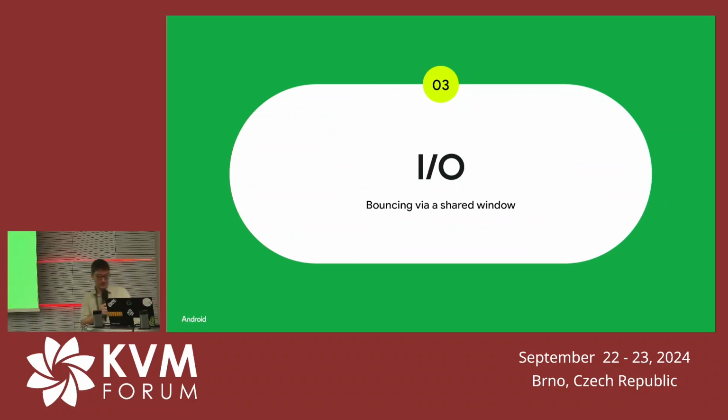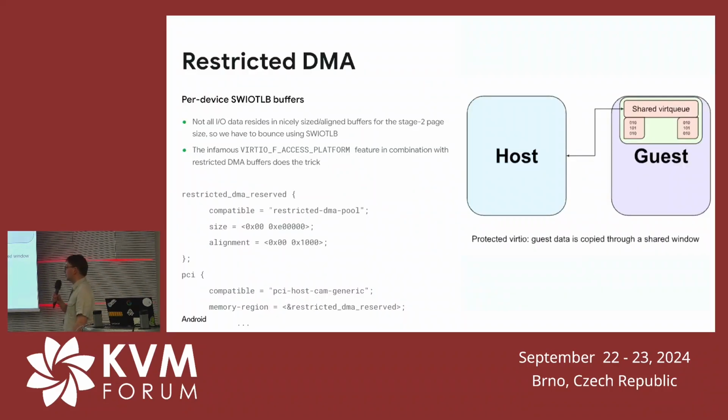Yeah, I/O bouncing via shared windows. I think most of you probably know this, but we have support for something called restricted DMA. This allows us to instantiate per device SWIOTLB buffers, so there's not necessarily just a global one, and this sort of starts to lead us towards pass-through as well, where we can say we're going to bounce for these devices and not for these ones. This is device tree. We're using device tree here. And yeah, effectively, we just bounce all of our VirtIO data through a per device SWIOTLB buffer.